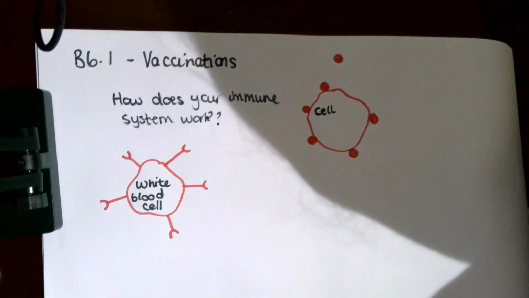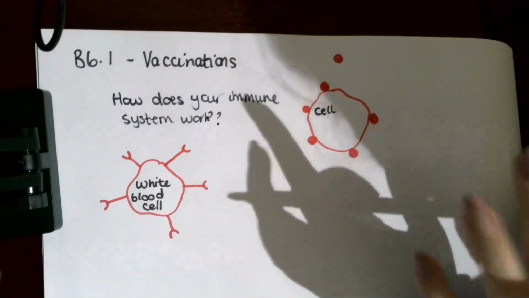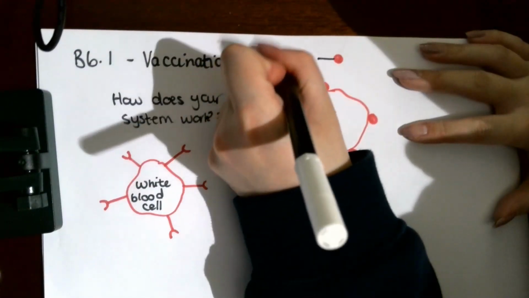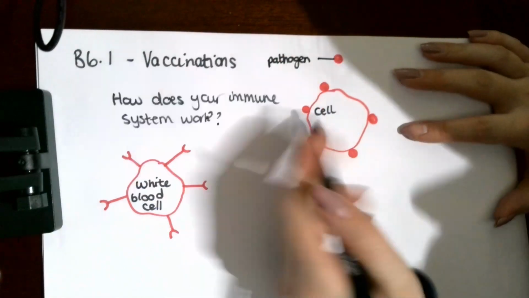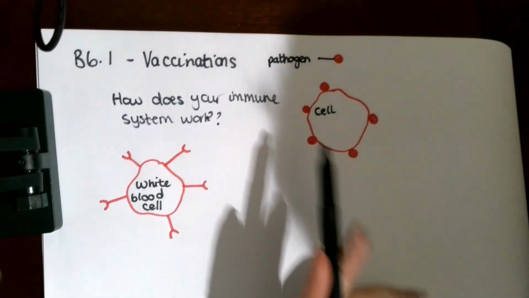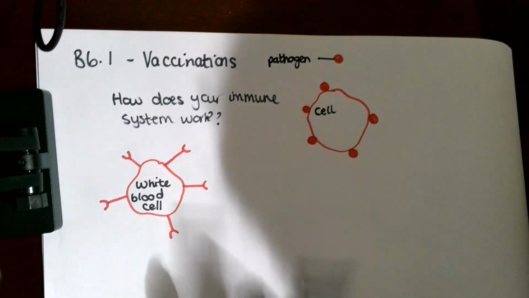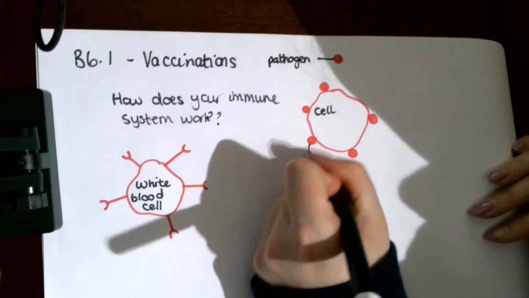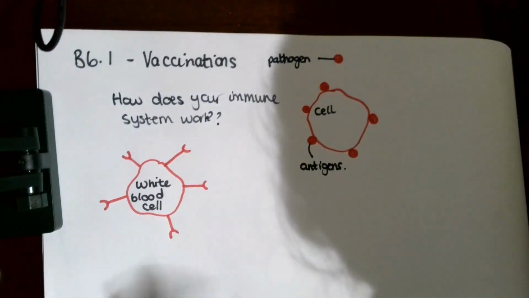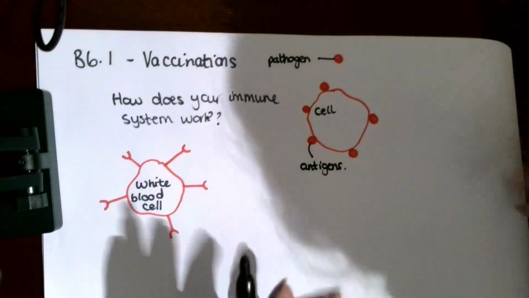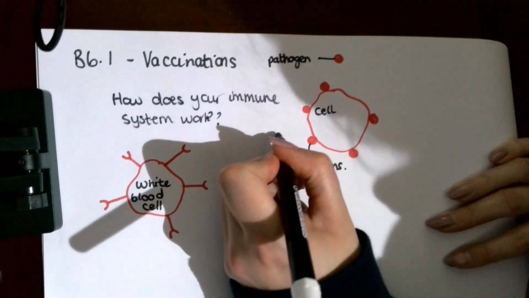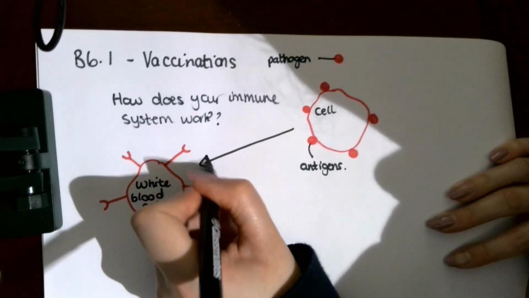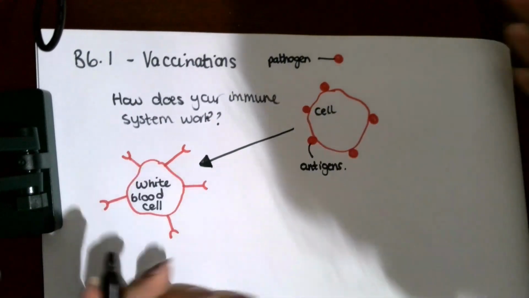So, when a pathogen, a germ, enters your body, it attaches to your cells on the surface like this, and it forms antigens. So they're on the cell surface, and then the cells get infected. This is when your immune system is triggered, so your white blood cells start to respond. Okay, so there's an infection.